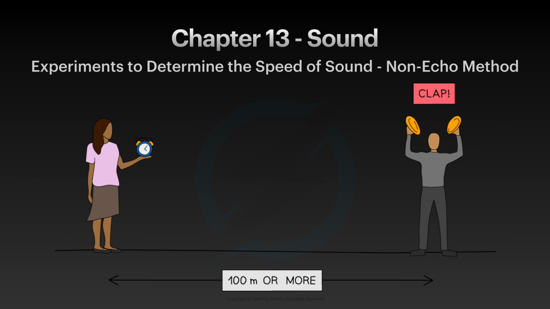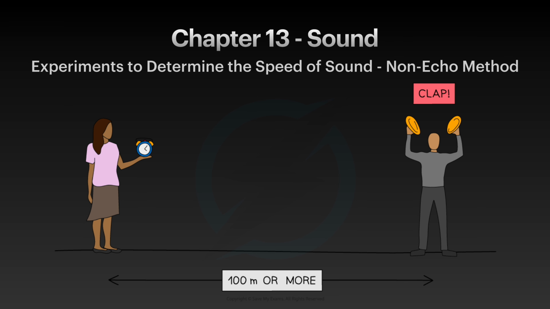We have three experiments in the IGCSE physics syllabus to determine the speed of sound. The first one is the non-echo method. The steps here are: there will be two people standing at a large distance from each other. Measure the distance between them using a measuring tape. Record the distance D. Give one person a starting pistol and another person a stopwatch.